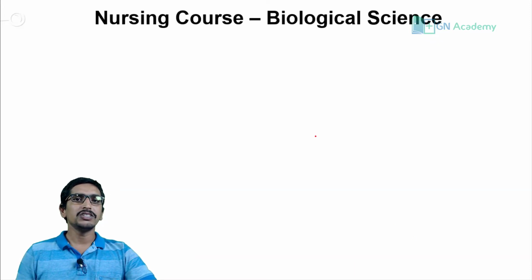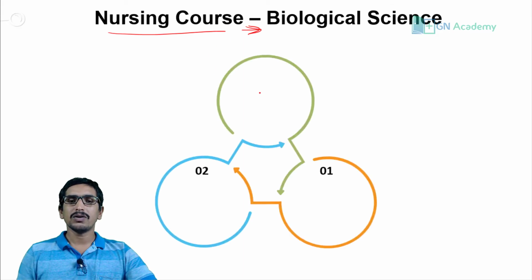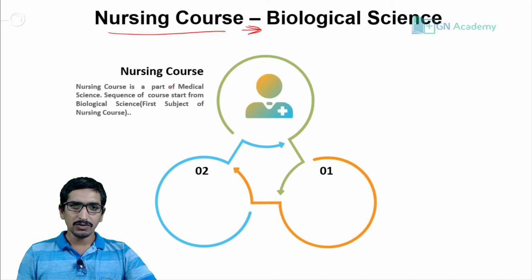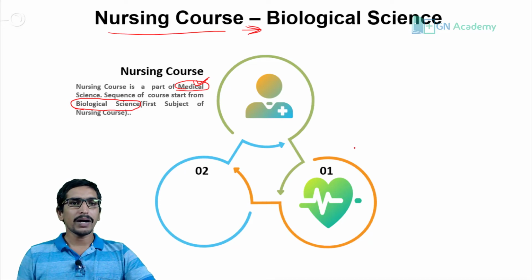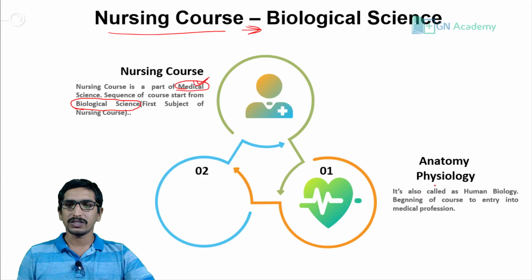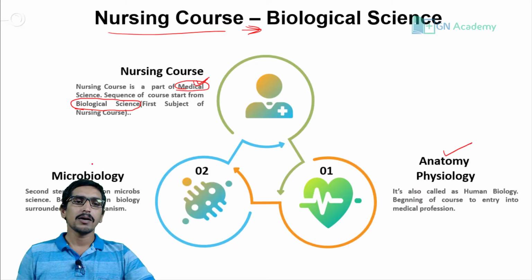Coming to biology and the nursing course. What is the relation of the nursing course with biological science? Here, a three-level or triangular concept can be found. The nursing course is part of medical science. It should start with the subject called biological science. Biological science is the first and fundamental subject of the nursing course to study medical science. In the nursing course, biological science is divided into two subjects: one is anatomy and physiology, another is microbiology. The combination of anatomy and physiology and microbiology we call biological science.